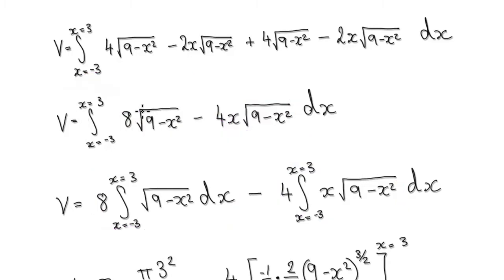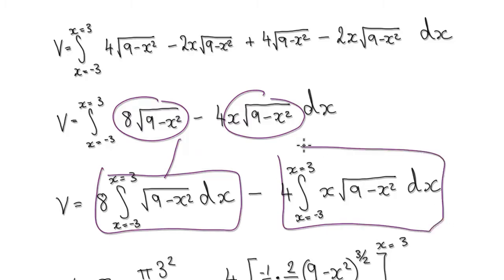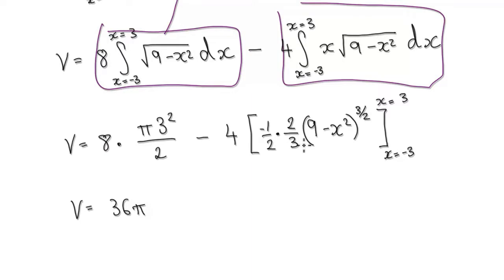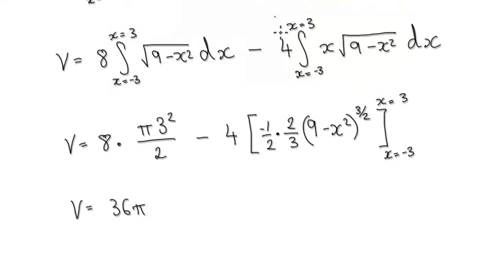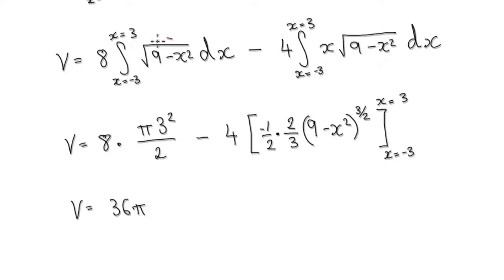So let's integrate these two things separately. So this is one integral, and this is another integral. Okay, this one here is easy to integrate, because this is near enough the derivative of this thing here. We know that we've done this before. This thing here is easy to integrate. This thing here, because there isn't an x here, is much harder to integrate.